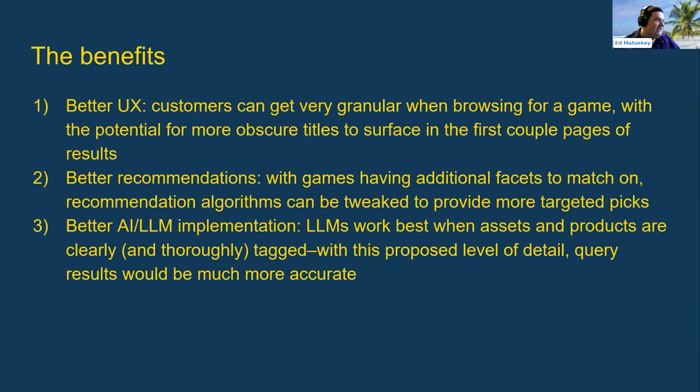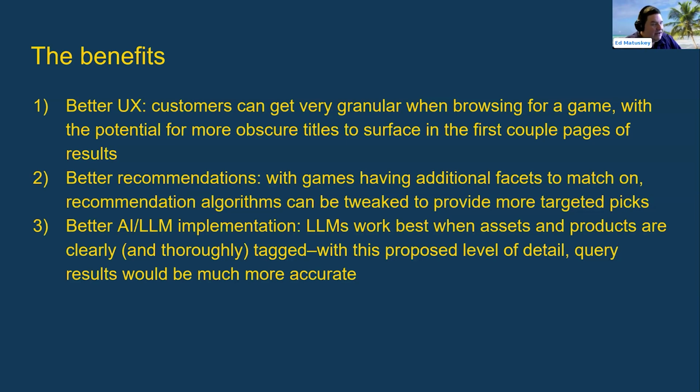So what are the benefits of going to this level of obsessive detail? Better UX. Customers can get very granular when browsing for a game, with the potential for more obscure titles to surface in the first couple pages of results. Sorry, I didn't mean to be reading this like a cue card, but the point is, by being able to more specifically say what they want, they'll get better results, and we'll see more than just the most popular or the newest stuff, and that improves the chance of discovery.